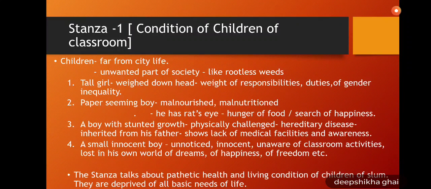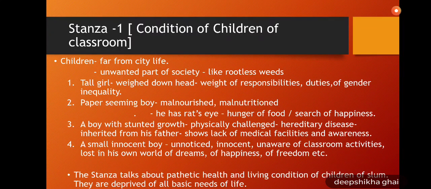The fourth child described is a small, innocent boy. A boy who is unnoticed, innocent. He is unaware of the activities going inside the classroom. He is totally away. His mind is lost in his own world of dreams, world of happiness, world of freedom. So he has nothing to do with whatever is going inside the class.